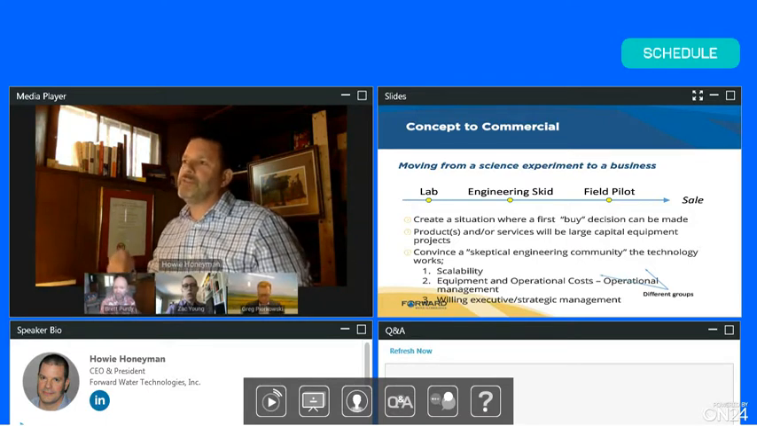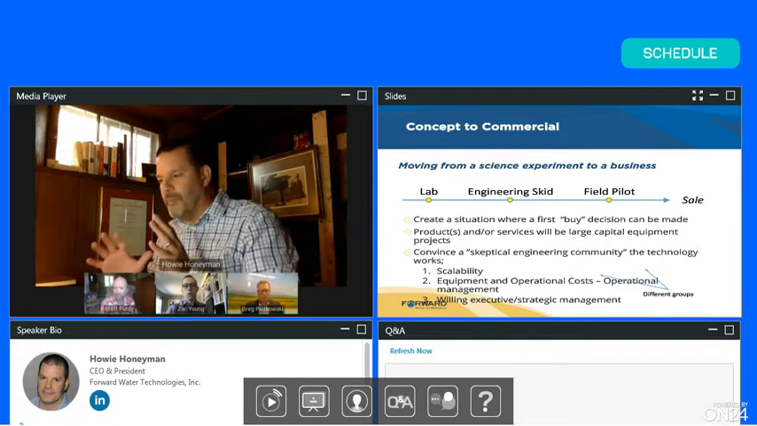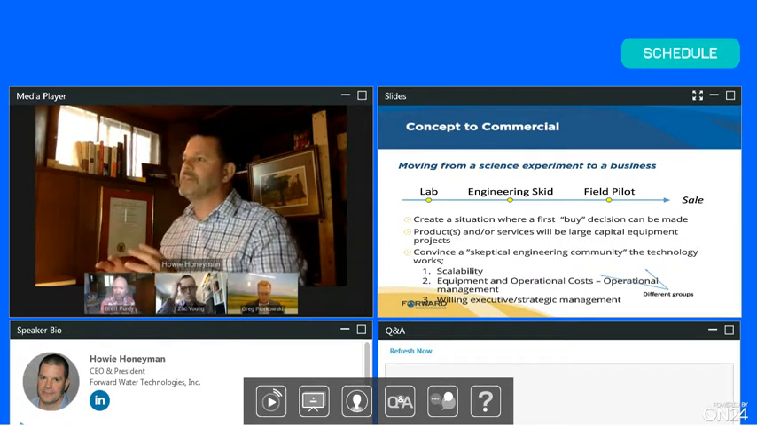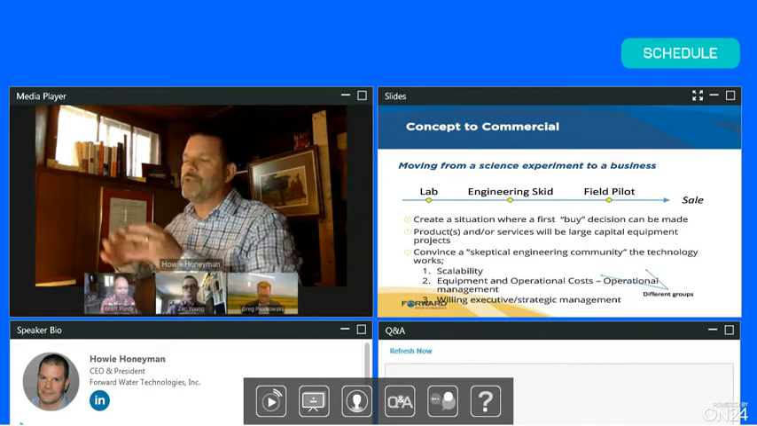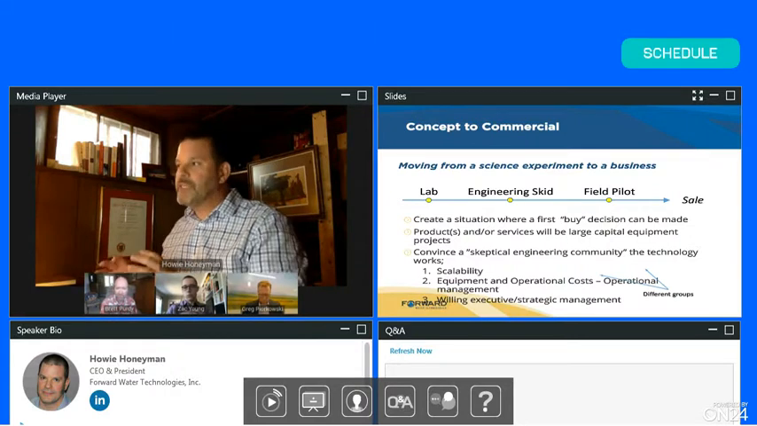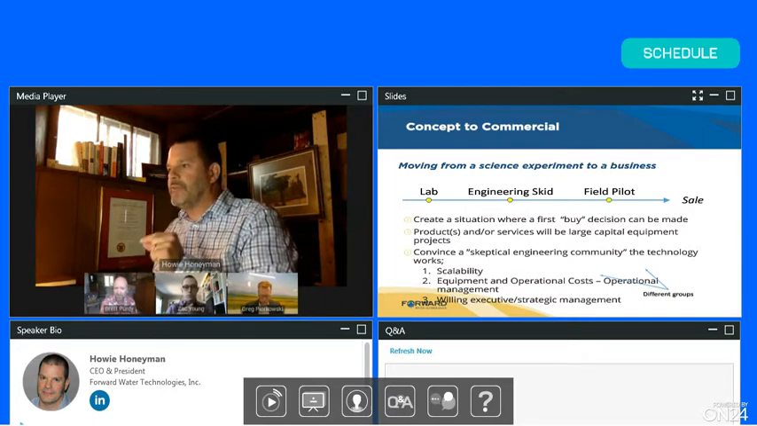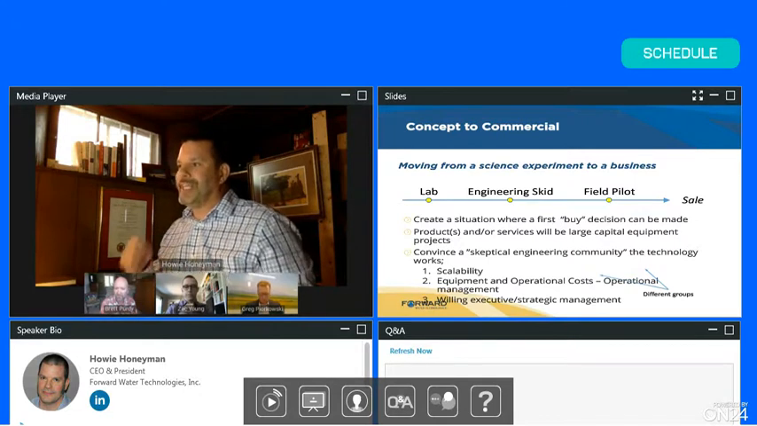But what we're selling to, I've discovered, is a skeptical engineering community. Not because they're not willing to look at this stuff, but because they've been shown so many examples of wastewater treatment that would solve the problem. So they're very skeptical, and they want to see things work at scale. They want to make sure that it's cost efficient, and that operational management is low. And the other thing that we've discovered you need to have involved is a willing executive and strategic management team to get to that sale.